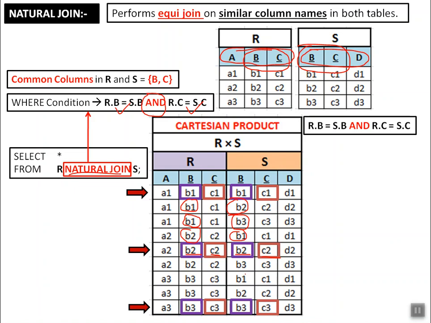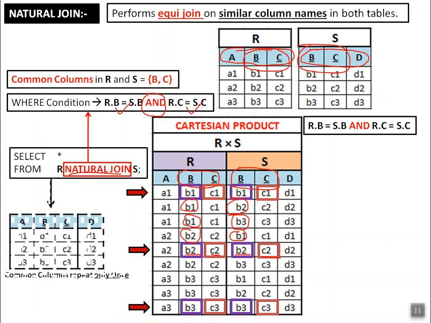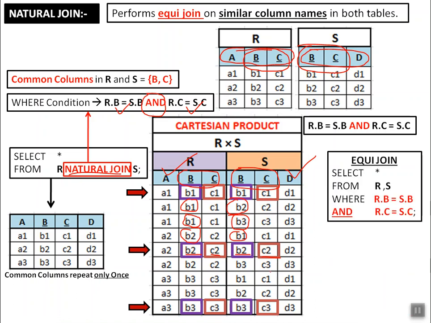The beauty of natural join is that common columns will appear only once in the result. Though B and C appear in both tables, in the result they come only once. So the result will be only A, D and the common columns once. That is natural join. Now somebody argues with me by writing this.